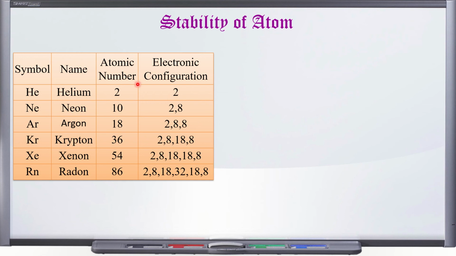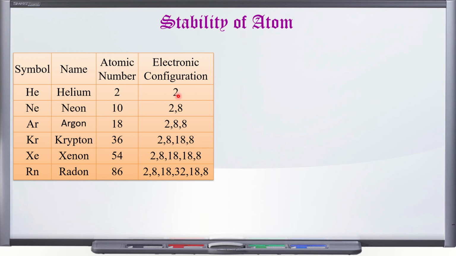These 6 elements already have 8 electrons. Helium has 2 electrons, but it is in the first shell, and the maximum electron holding capacity of the first shell is 2. So it is also stable. All these 6 elements are stable and they have a specific name. They are called inert gases.